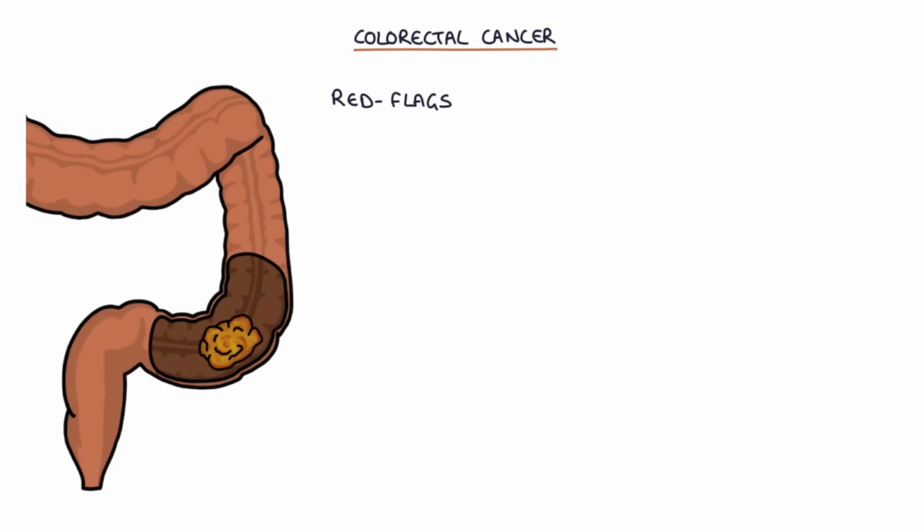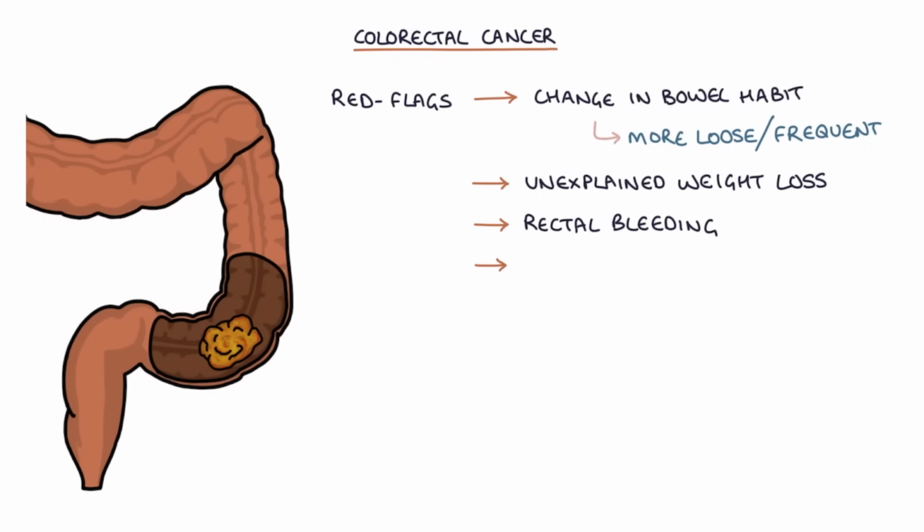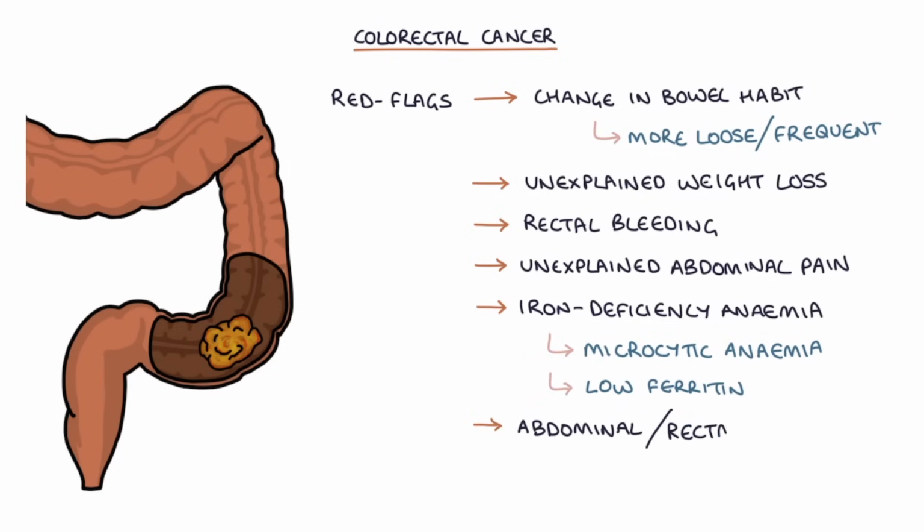The red flags that should make you think about bowel cancer are a change in bowel habit, usually more loose and frequent stools, unexplained weight loss, rectal bleeding, unexplained abdominal pain, iron deficiency anemia, which is a type of microcytic anemia with small red blood cells, and a low ferritin, and an abdominal or rectal mass on examination.